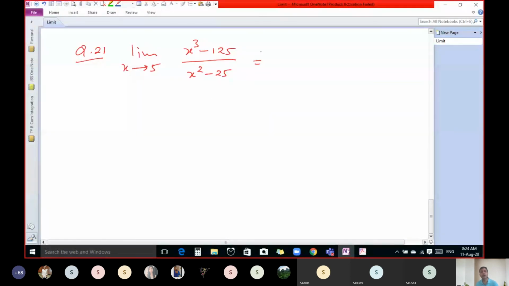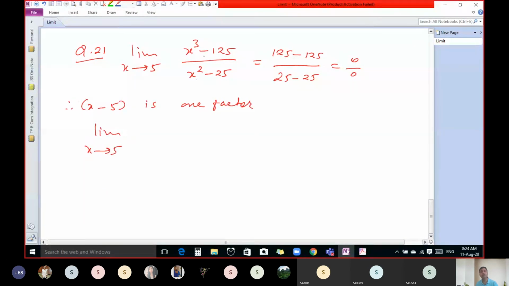Now put x equal to 5. So 5 cube is 125 minus 125, upon 5 square is 25 minus 25. So here we get 0 upon 0. So one factor is very simple, x minus 5 is one factor. And now use the previous result, a cube minus b cube. The factor of that is a minus b, a square plus ab plus b square. So here one factor is x minus 5 and the second factor is x square plus 5x plus 25.